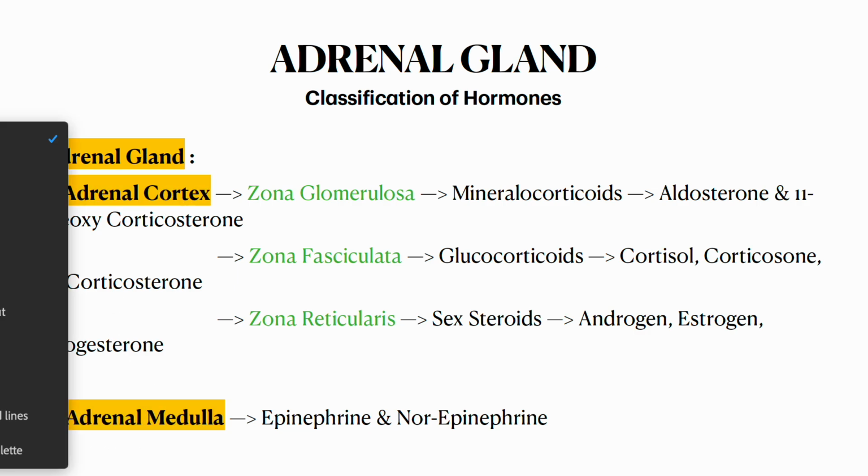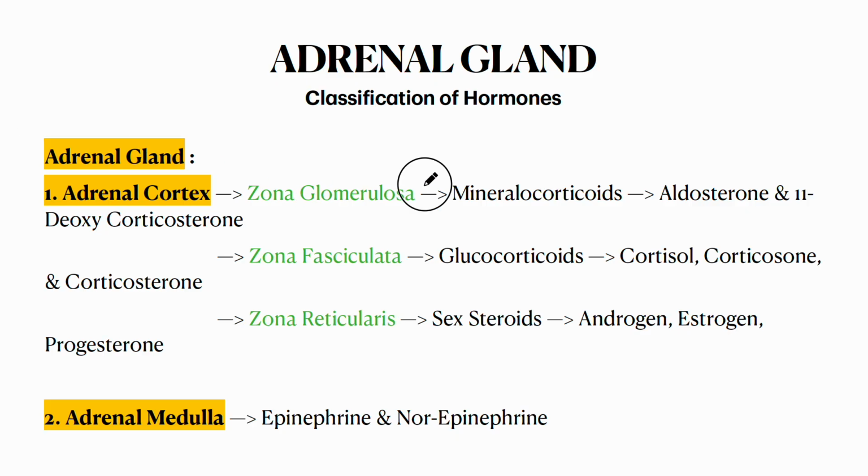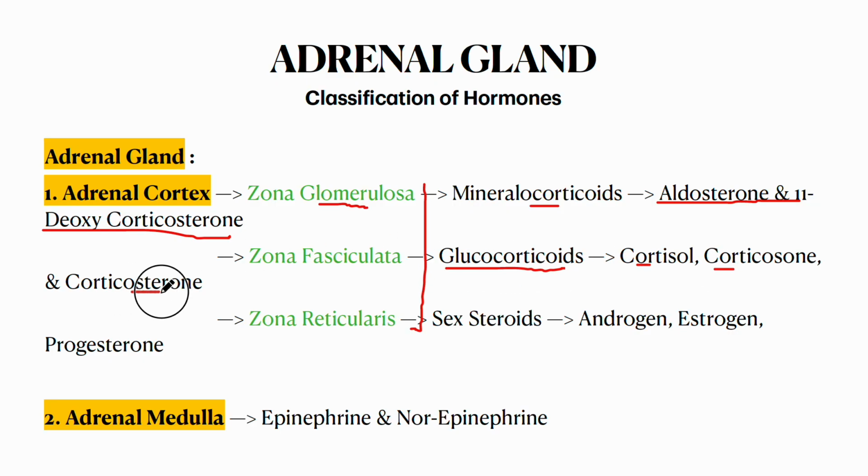The adrenal cortex is further divided into three different regions. The first region is the zona glomerulosa, where they secrete mineralocorticoids like aldosterone and 11-deoxycorticosterone, right? In the zona fasciculata, they secrete glucocorticoids like cortisol, cortisone, and corticosterone. And in the zona reticularis, they secrete sex steroid hormones like androgen, estrogen, and progesterone. In the adrenal medulla, they secrete epinephrine and norepinephrine, right?